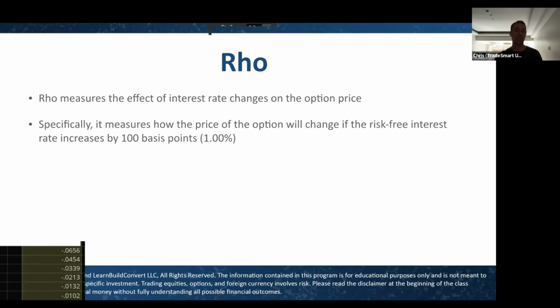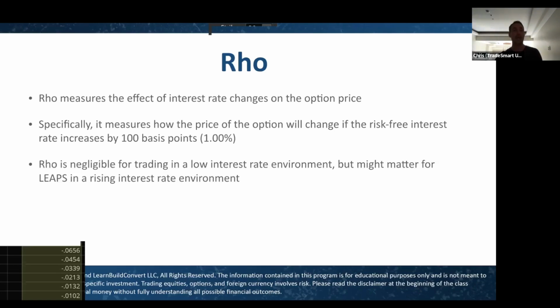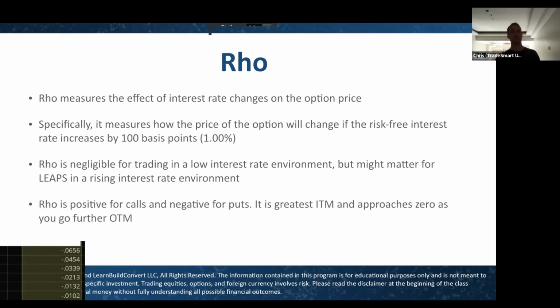Now, a 1% change in interest rates is pretty large, especially when we've had very, very low interest rates for so long. However, as you guys know, we're up to like 4.5% or something like that. Rho is negligible for trading in a low interest rate environment like we were in for a very long time, but it might matter for things like LEAPS, which are long-term options that expire in more than a year, and when you're in a rising interest rate environment like we've been in.